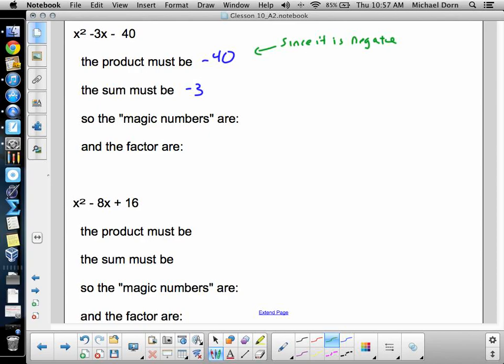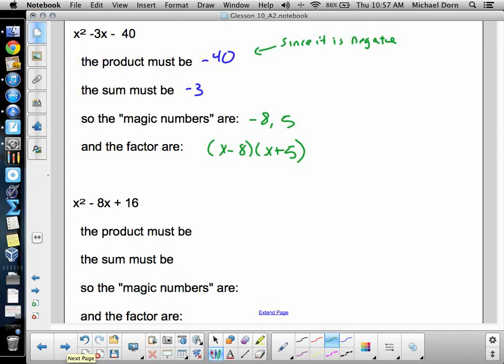So immediately I know I'm looking for numbers with different signs. And negative 8 and 5 happen to be it. And since the sum is negative, it's the larger number that has to be the negative one, right? If I had positive 3 as my second term, then it'd be positive 8 and negative 5. But it's negative 8 and 5. So x minus 8, x plus 5.